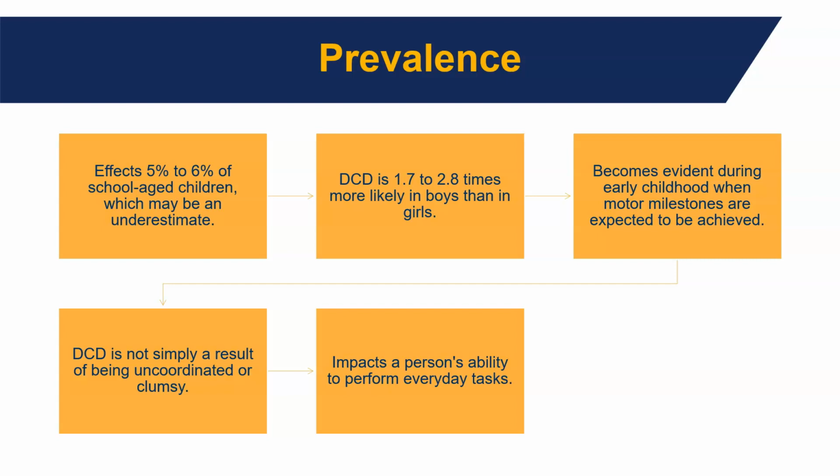Prevalence. Understanding the definition and prevalence of DCD helps to lay the foundation for comprehending the significance of this condition and the need for effective intervention. It is estimated to affect 5 to 6% of school-age children, 1.7 to 2.8 times more likely in boys than in girls. It becomes evident during early childhood when the motor milestones are expected to be achieved, and it does persist into adulthood. DCD is not simply being uncoordinated, and it does impact the ability to perform everyday tasks such as ADLs, work, and school.